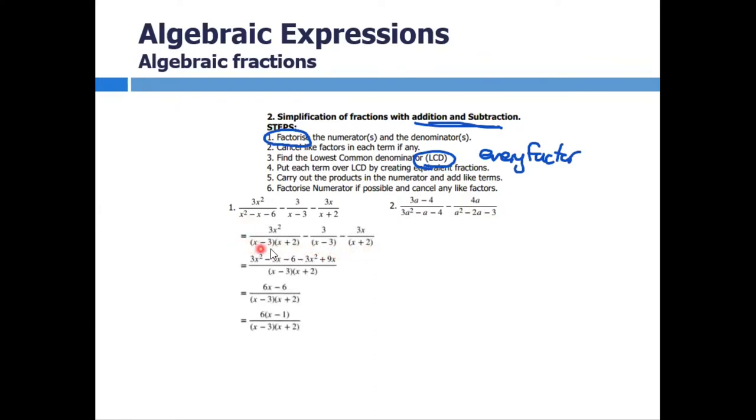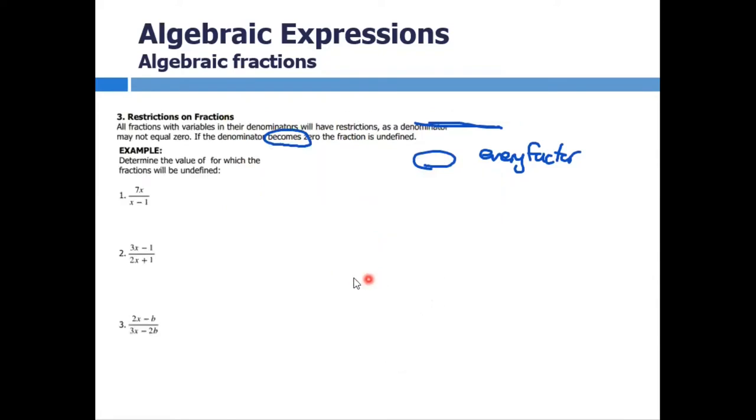Every factor has to be in my denominator. So this is an x minus 3 is in my denominator. X plus 2 is in my denominator, my LCD. X minus 3, I do not have to repeat it because it's there already. Okay, and x plus 2 is there already. So that makes up your LCD, and then you convert everything over the right denominator. Here you have to multiply by x plus 2 at the top and bottom. There you have to multiply by x minus 3 at the top and bottom.